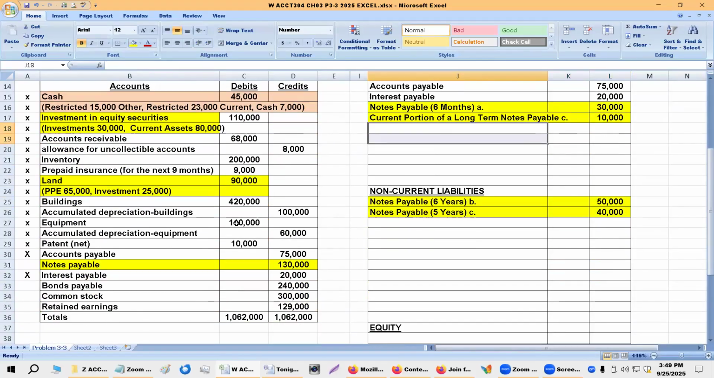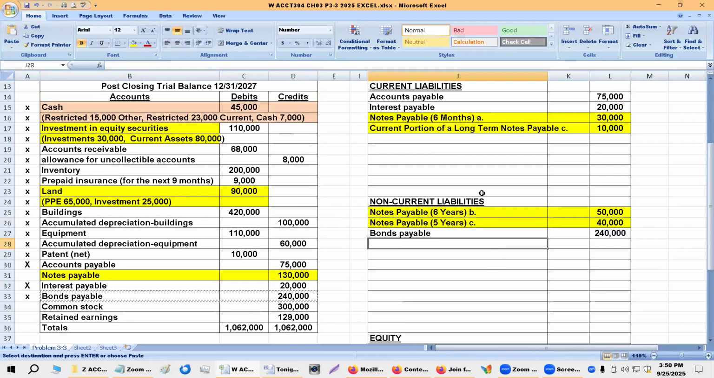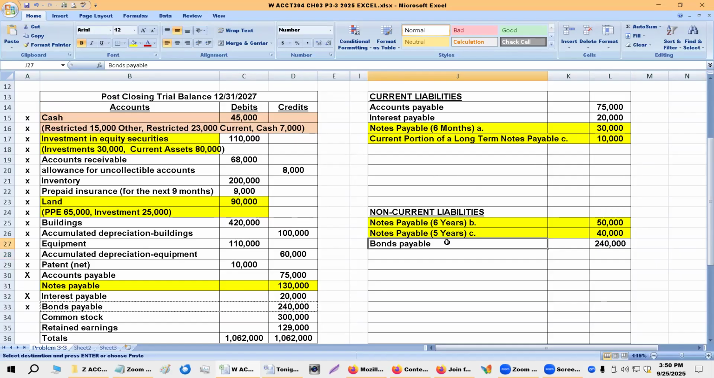All right. Let's see. Bonds payable. Bonds payable are virtually always going to be long term. Bonds payable are similar to mortgages. Unless they tell you that it's due currently, it will be long term.